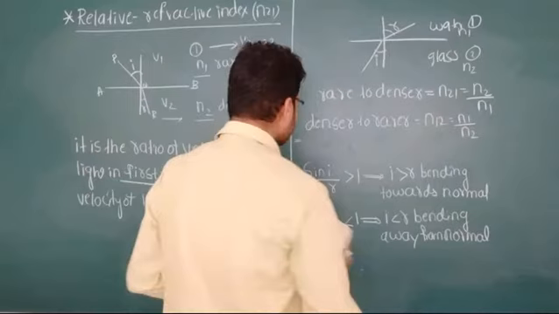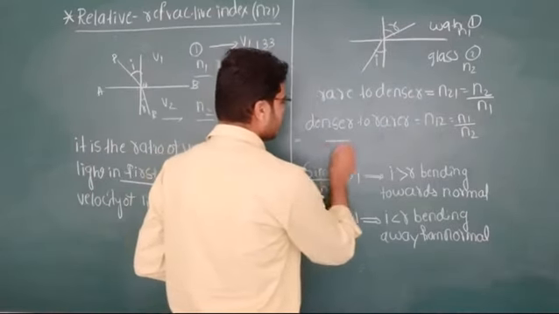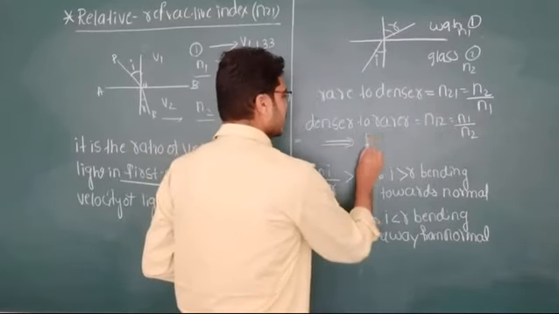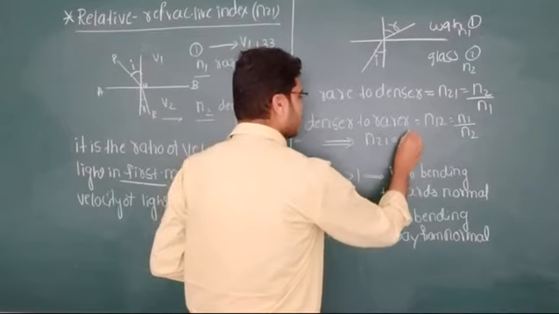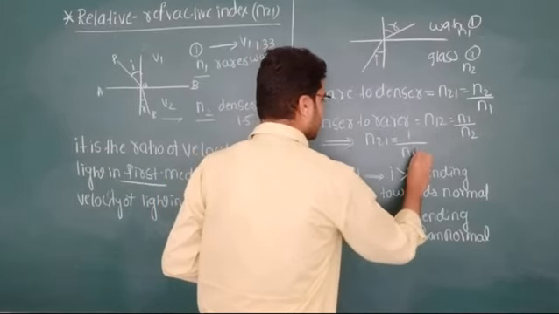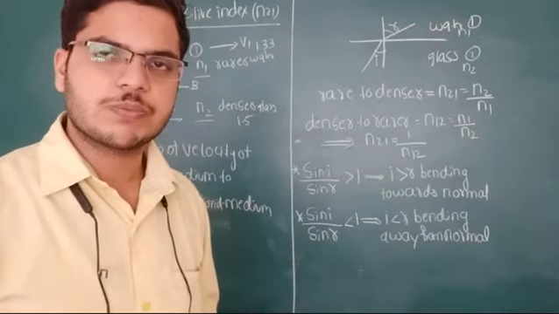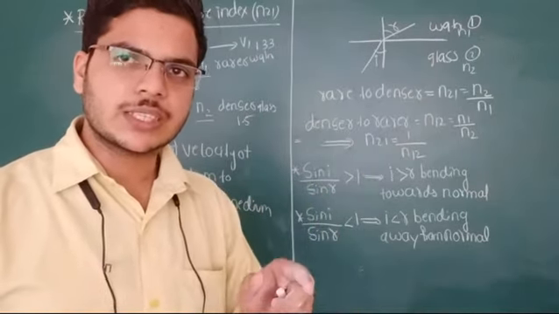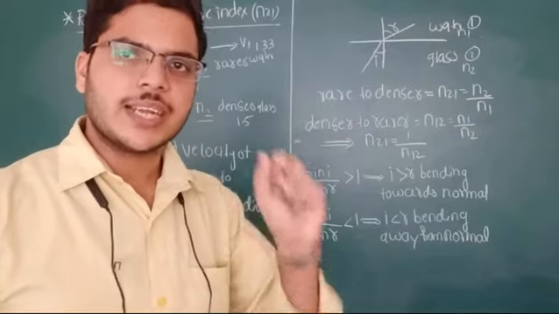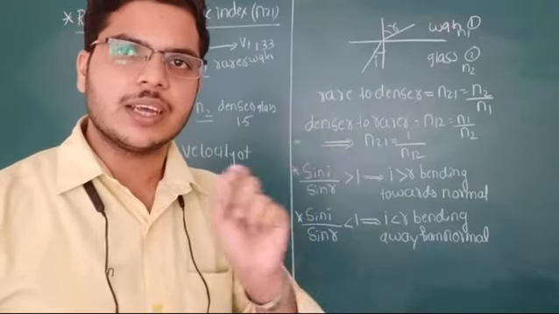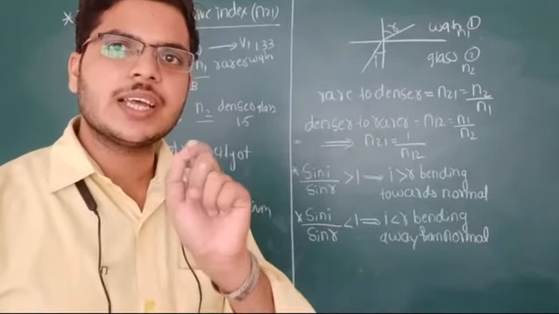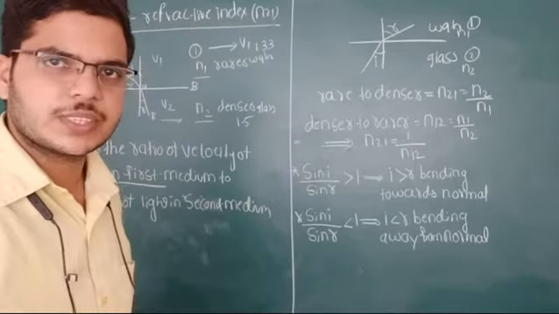From these two equations, what can you write also? N21 is equal to 1 divided by N12. Is it clear? Rarer to denser, the answer is greater than 1. Denser to rarer, then the relative refractive index is less than 1. This is the observation.